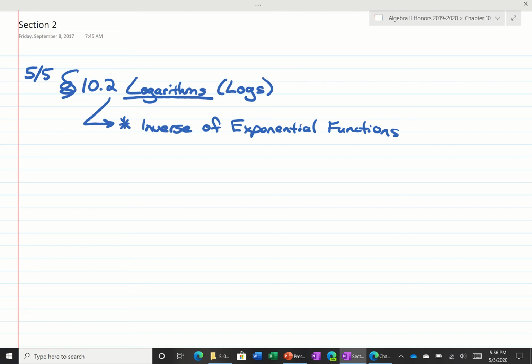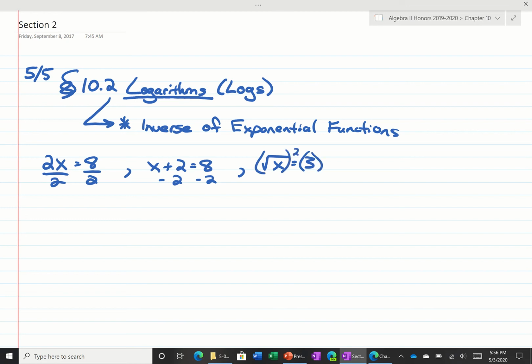Now what that means is, if I asked you 2 times x is equal to 8, you would divide to get x by itself. If I told you x plus 2 is 8, you would subtract to get x by itself. If I told you the square root of x is 3, you would square both sides to get x by itself. But with an exponential function, like if I told you 2 to the x is equal to 9, you can't add because you're not subtracting. You can't divide because you're not multiplying. What we have to do for something like this is we would take a log of both sides.